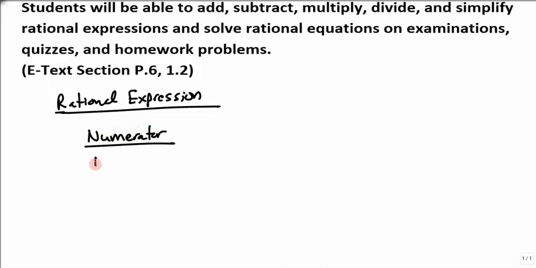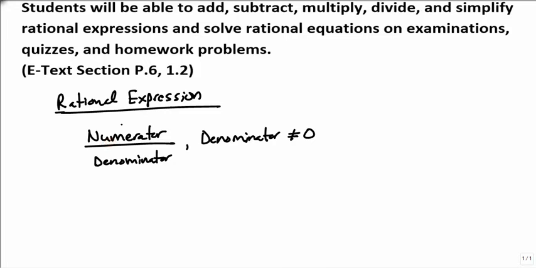Now the thing that we need to be careful of with a rational expression is the denominator cannot equal 0. That's called our restriction. So the denominator cannot ever equal 0. We always have to keep that in mind when we're working with a rational expression, and especially toward the end of this section when we get to working with rational equations.